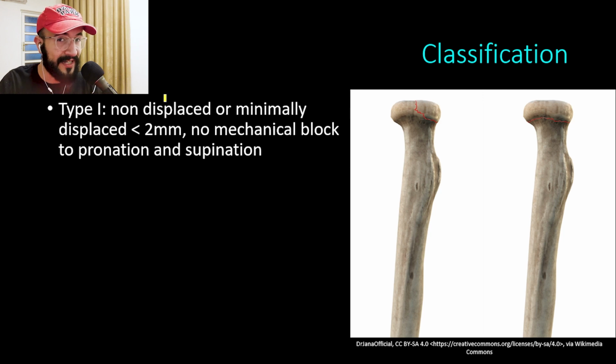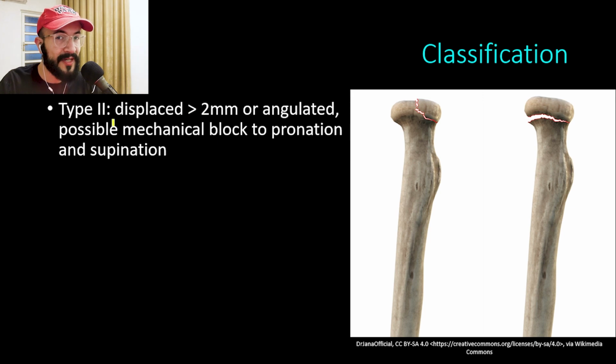Starting with type 1, for a radial head or neck fracture to be classified as type 1, it must be non-displaced or minimally displaced for less than 2 millimeters, and there is no mechanical block to pronation and supination. As you can see in this picture, on the left we have a minimally displaced radial head fracture, and on the right we have a minimally displaced radial neck fracture.